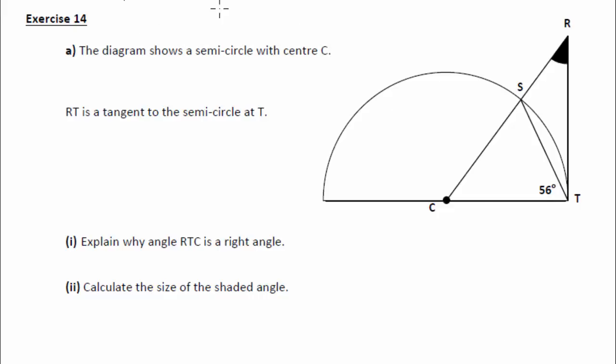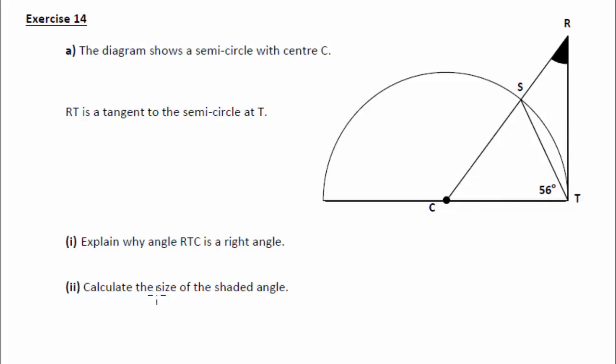Right, here's another wee starter. So this involves circles and lines and angles, right? It's saying RT is tangent to the semicircle at T. Explain why RTC is a right angle. Well, that's really because if there's a line that's tangent to a circle and there's a radius meeting that line, it's always going to be a right angle.